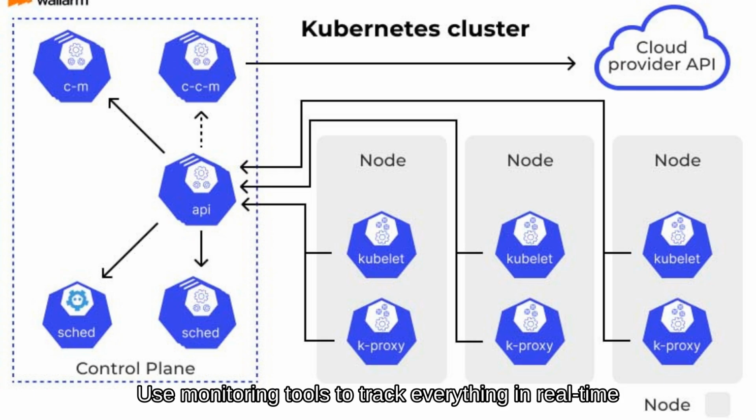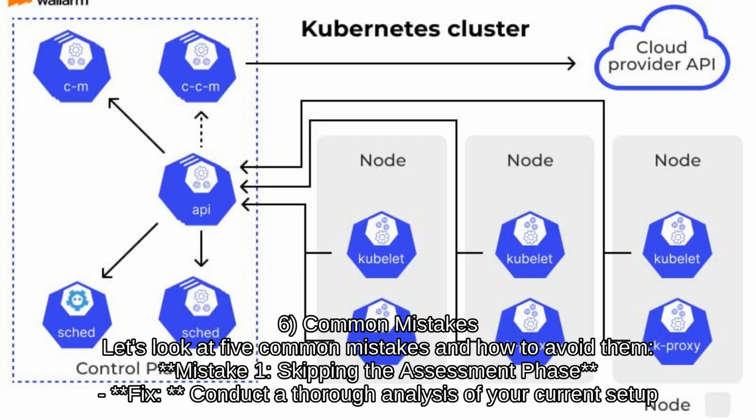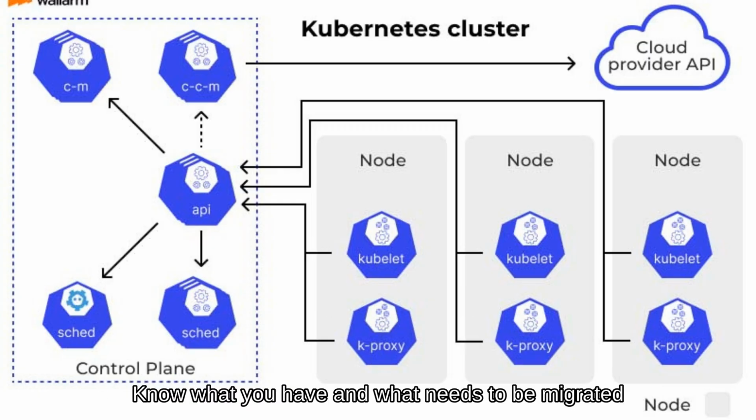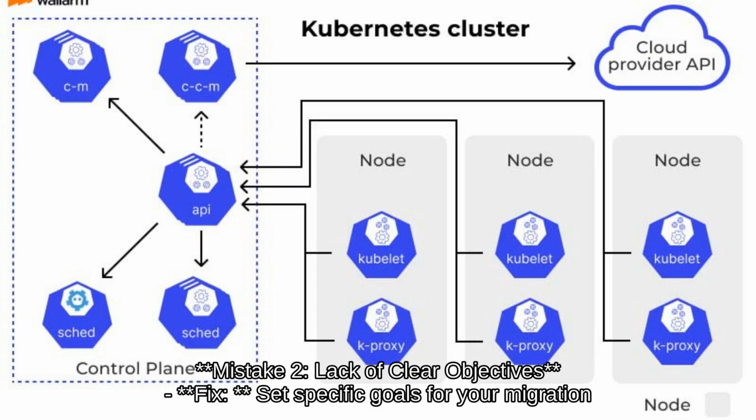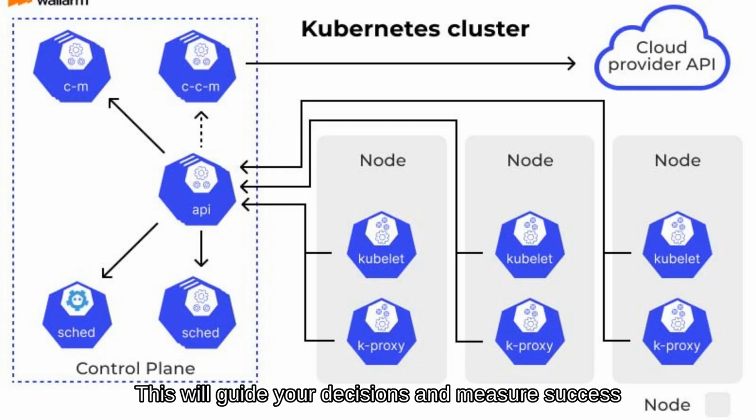Common mistakes. Let's look at 5 common mistakes and how to avoid them. Mistake 1. Skipping the assessment phase. Fix. Conduct a thorough analysis of your current setup. Know what you have and what needs to be migrated. Mistake 2. Lack of clear objectives. Fix. Set specific goals for your migration. This will guide your decisions and measure success.